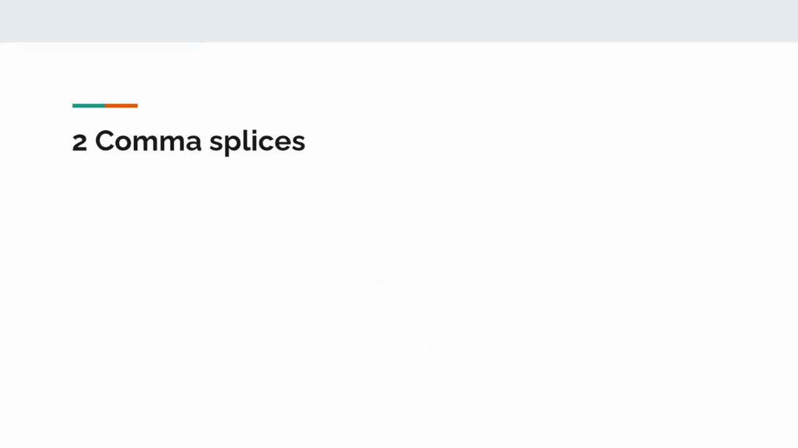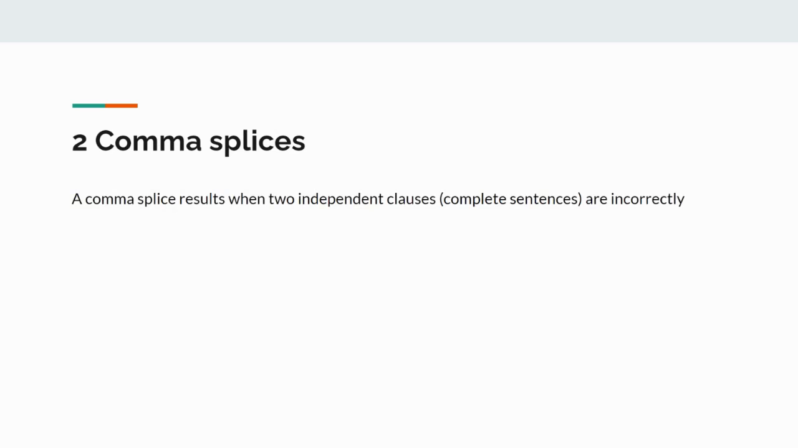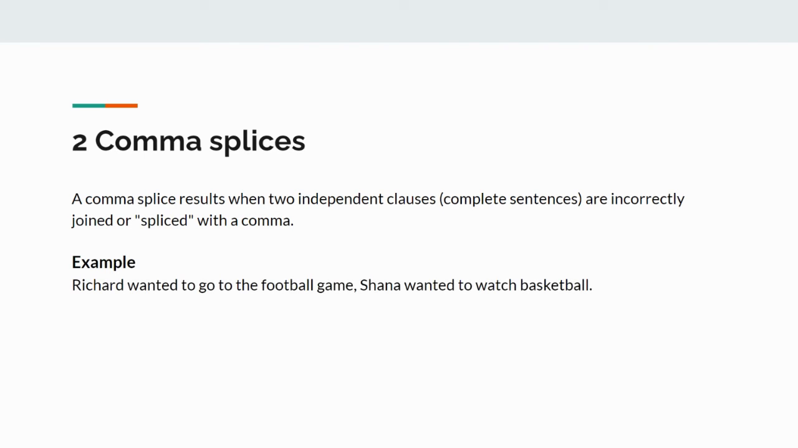Moving on to comma splices. A comma splice results when two independent clauses or complete sentences are incorrectly joined or spliced with a comma. For example, Richard wanted to go to the football game, comma, Shauna wanted to watch basketball. In this case, we have a comma splice in the words game and Shauna.